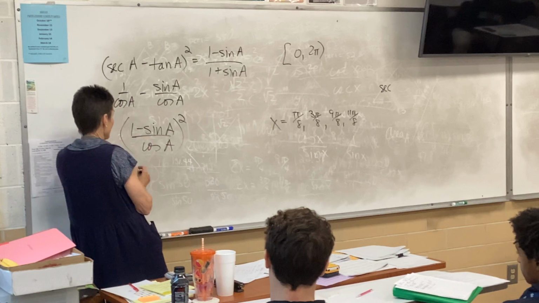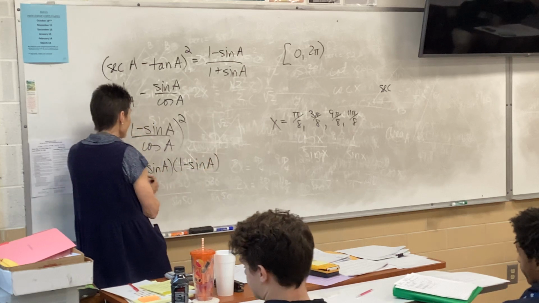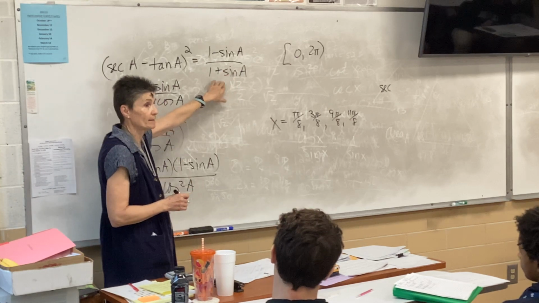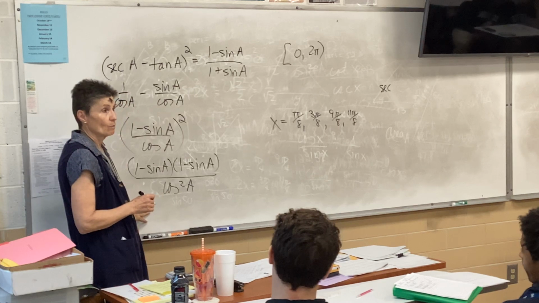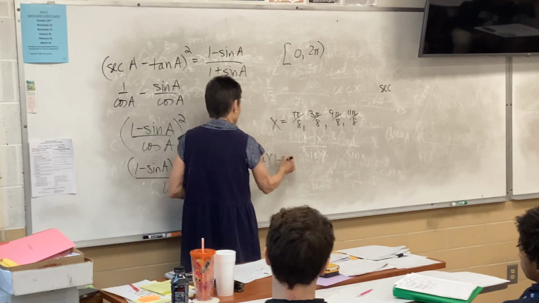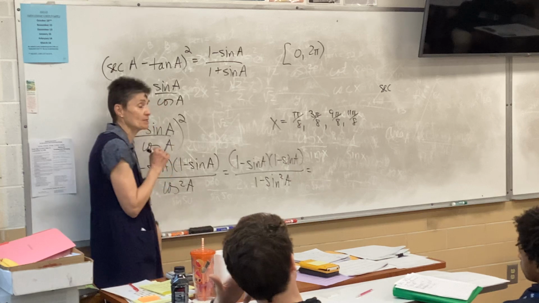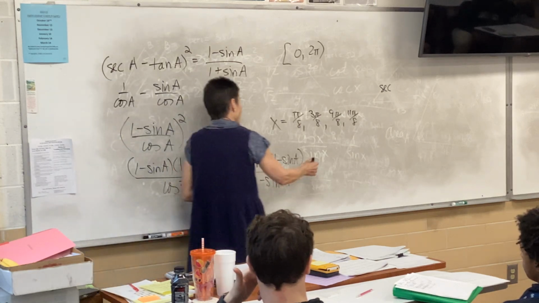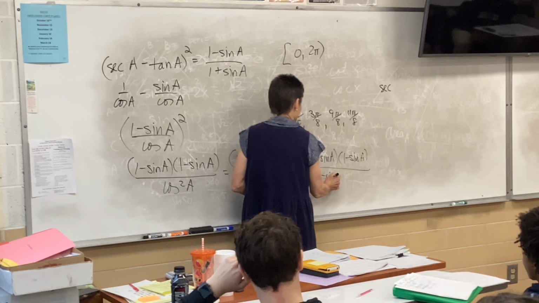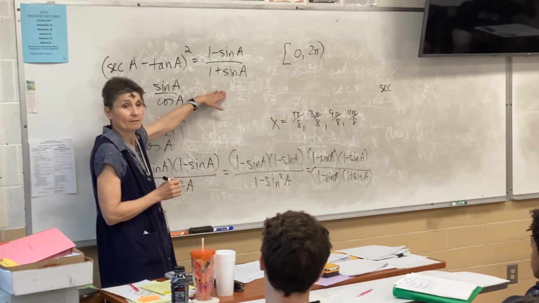Now, the numerator is 1 minus sine times 1 minus sine. The denominator is cosine squared. Now wait a minute, what's cosine squared? Keep an eye on where you're headed here. What's cosine squared? 1 minus sine squared. So I have 1 minus sine, 1 minus sine, over 1 minus sine squared. And what can I do with 1 minus sine squared? Factor it. So I have 1 minus sine, 1 minus sine, over 1 minus sine, 1 plus sine. And there we go.